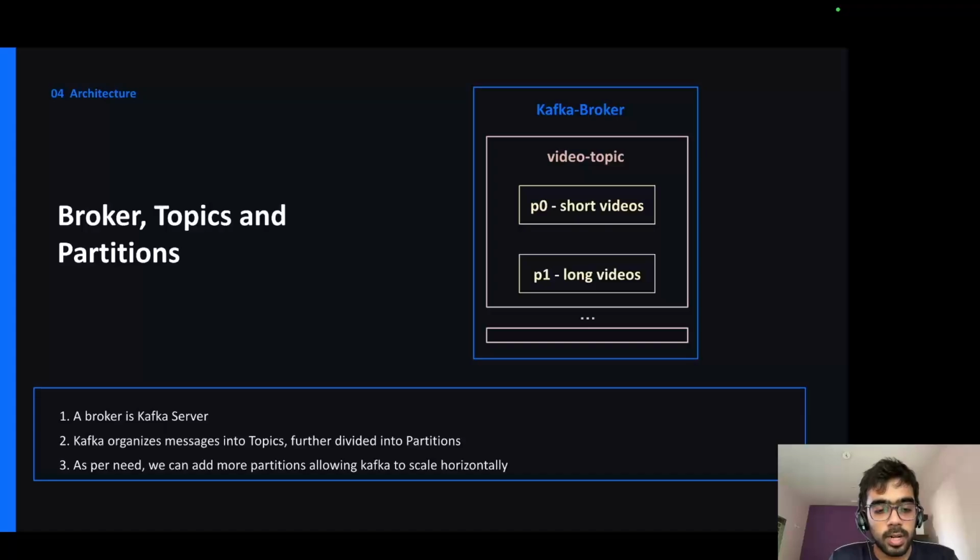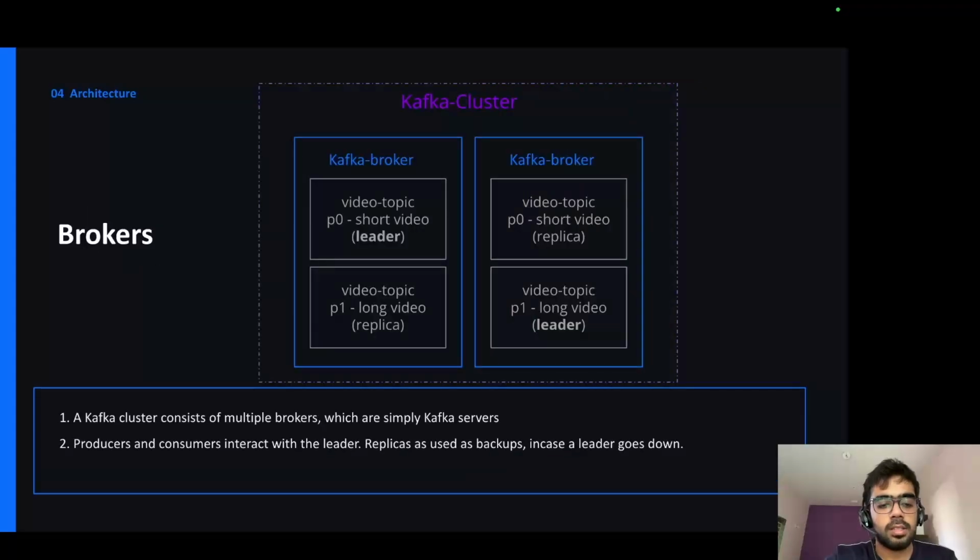Now let's see how multiple Kafka brokers work together. A Kafka cluster essentially consists of multiple Kafka brokers which store partitions. To prevent data loss, as we can see, partitions are replicated across brokers. They are divided into leader partitions and replica partitions. If one of the brokers fails, another replica automatically takes over, allowing Kafka to continue operating with minimal disruption.